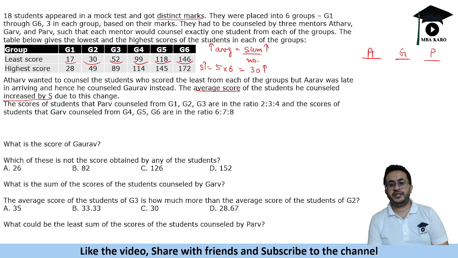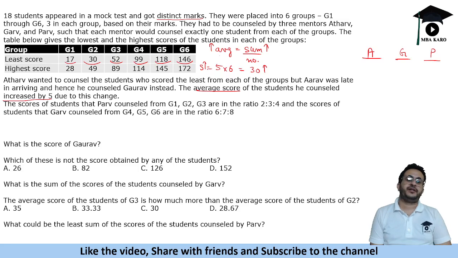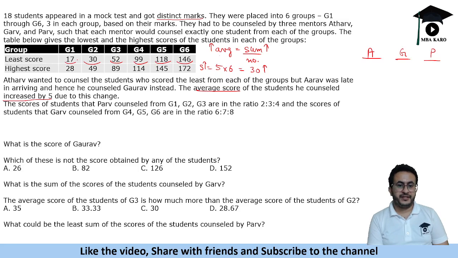Okay, so the score that is present increased by 30. Now we will see one interesting thing. So he had to counsel 17. If I add 30 to it, this will be 47, which is not within this group, so not possible.